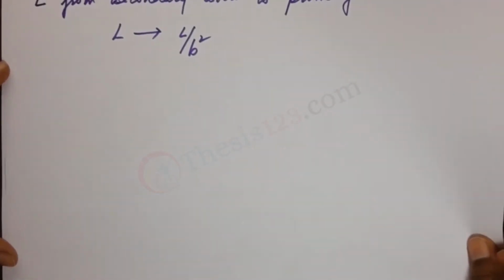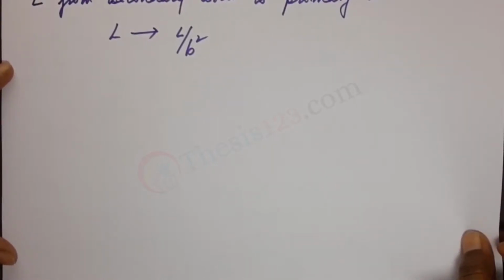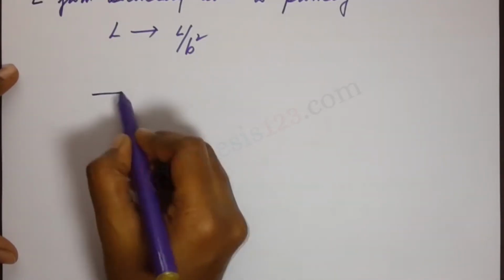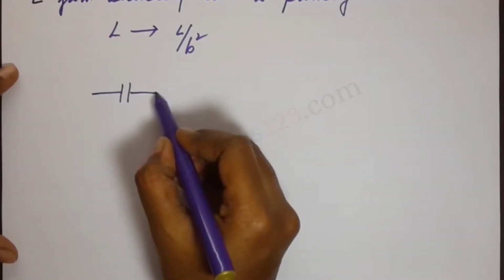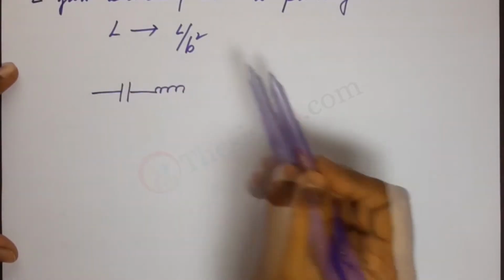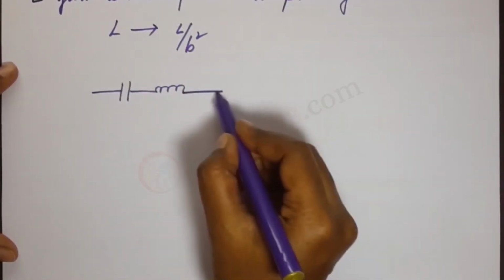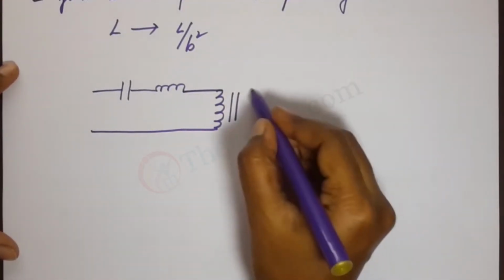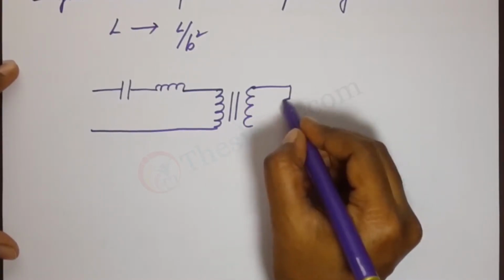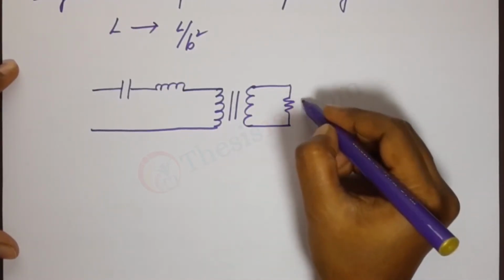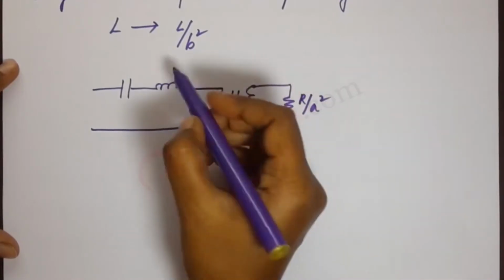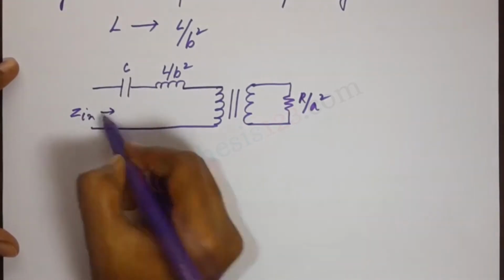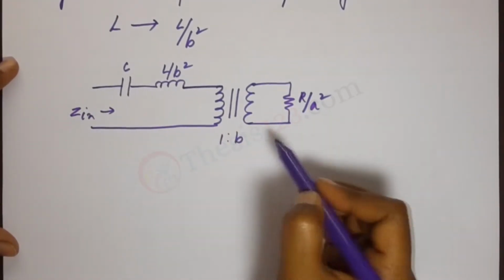Now, I am going to draw the equivalent circuit of just one set of ratios. This is our capacitance. Now we have shifted L from the secondary to the primary, okay? Here is our primary winding, and we still have the resistance here, R by A square. This is L by B square. This is C, this is Zin. And the ratio here is 1:B.